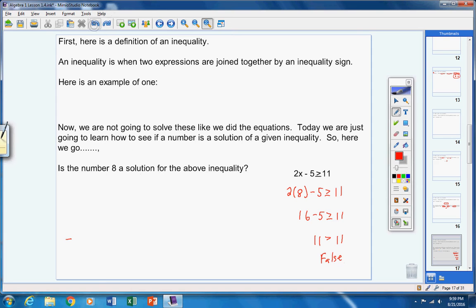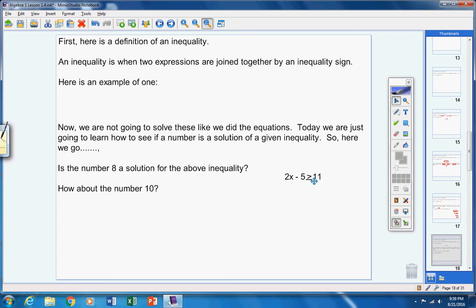Got it? But we do have this right here. So is 11 greater than 11? No, but 11 is equal to 11. 11 is greater than or equal to 11. That's a true statement. So is 8 a solution for the above inequality? Yes, it is. Because it worked in this example right here. Look at this. Let's try another one.